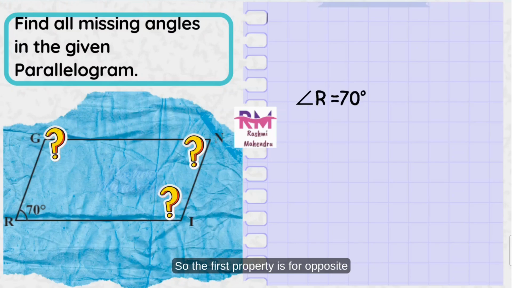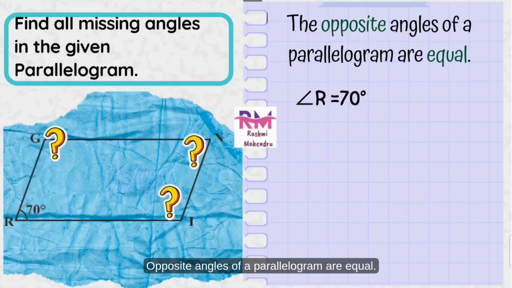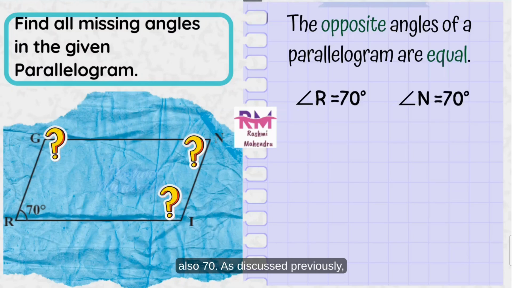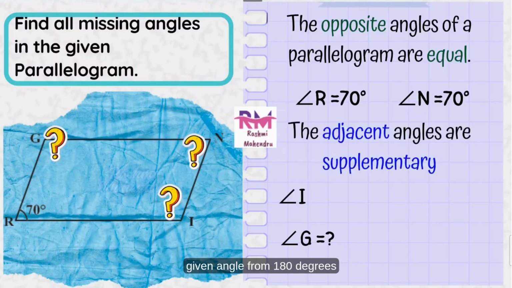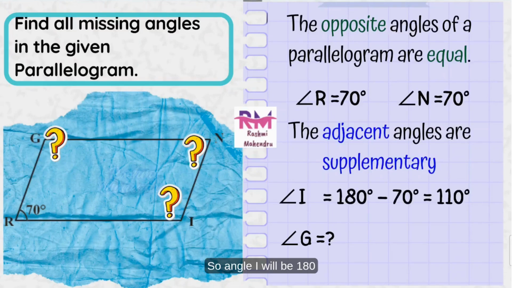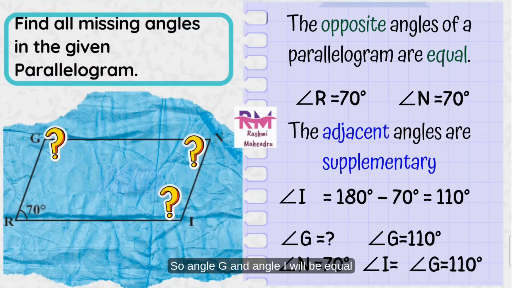So the first property is for opposite angles. Opposite angles of a parallelogram are equal. So we know that opposite angle N is also 70. As discussed previously, one angle is opposite and two angles are adjacent. And to find the missing adjacent angles I and G, we will simply subtract the given angle from 180 degrees because the adjacent angles are supplementary. So angle I will be 180 degrees minus 70 degrees, and the same will go for angle G also. Angle G and angle I will be equal to 110 while angle N will be 70 degrees.